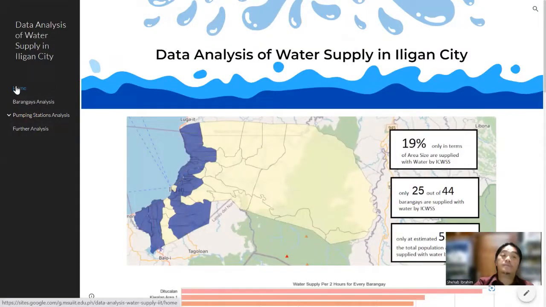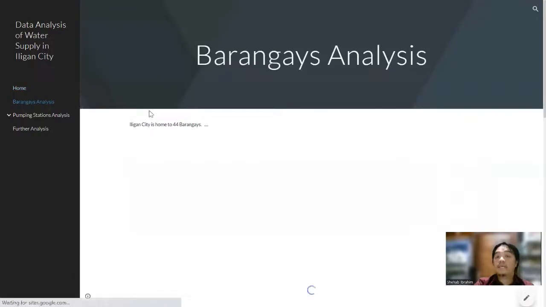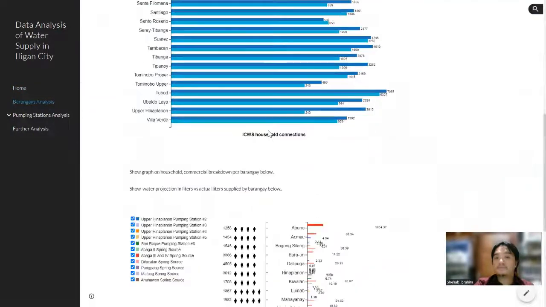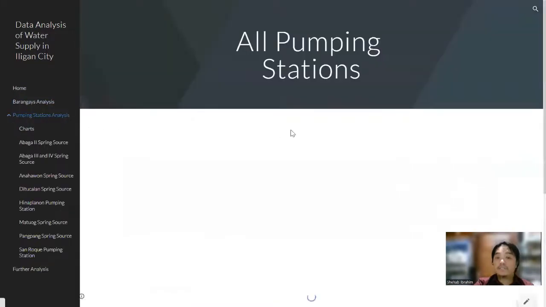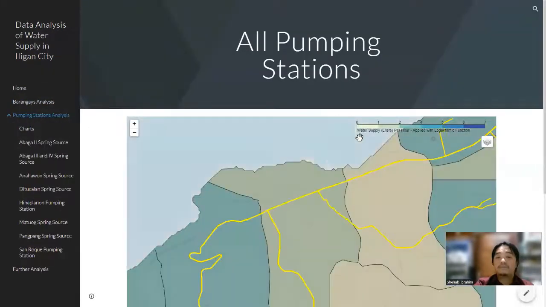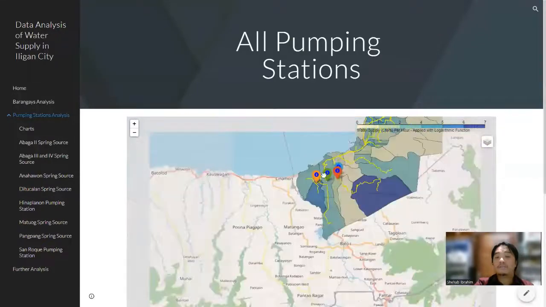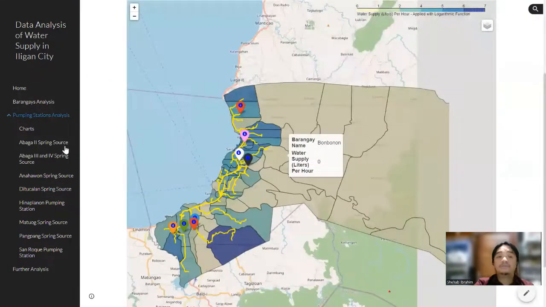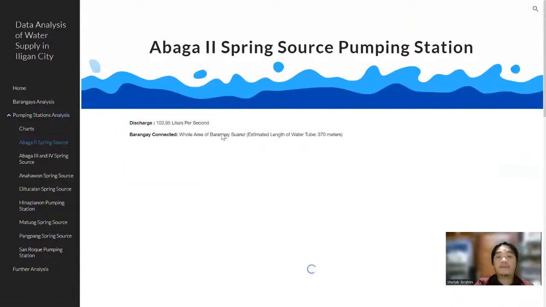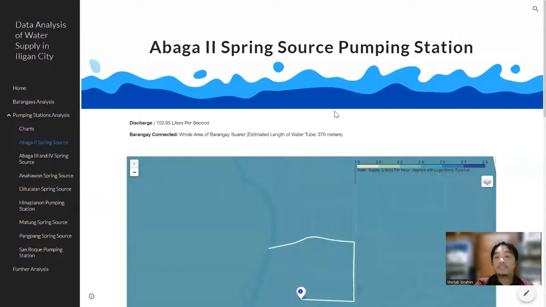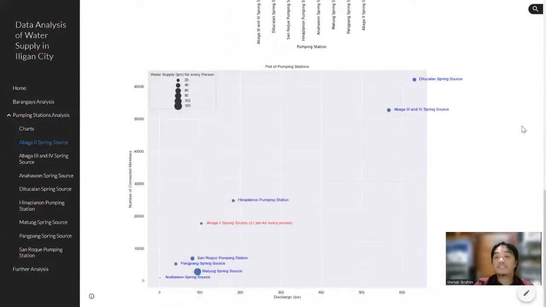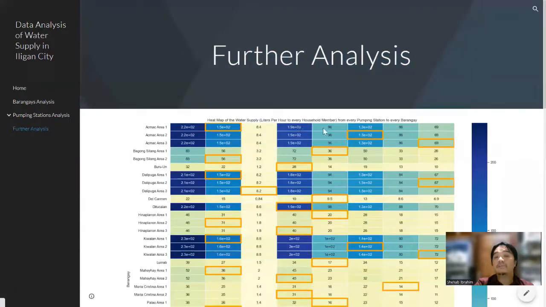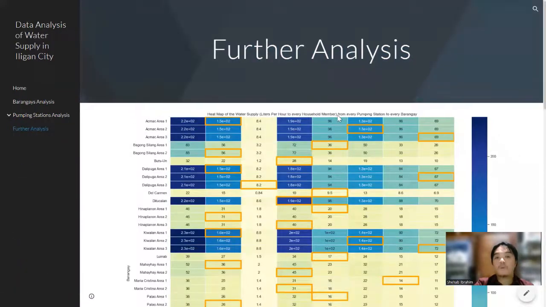So we have the home, barangay analysis, pumping station analysis, and every pumping station is also here, and then also their corresponding charts for every pumping station, and then we also have the further analysis.